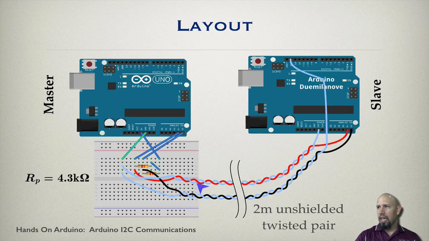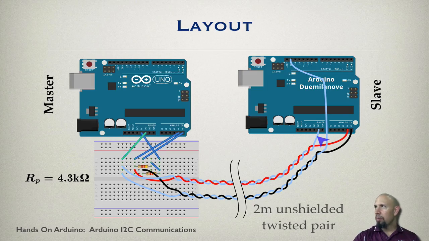In our experiment, we're going to use a 2-meter unshielded twisted pair, so 2 meters, 6 feet, just so we can see that this works over a distance. These two guys don't have to be right next to each other; they can be separated by some distance. You can see here that these guys go to their grounds. Actually, you don't need to ground them on this side, but you probably should ground one of them. Anyway, I've grounded both of them.